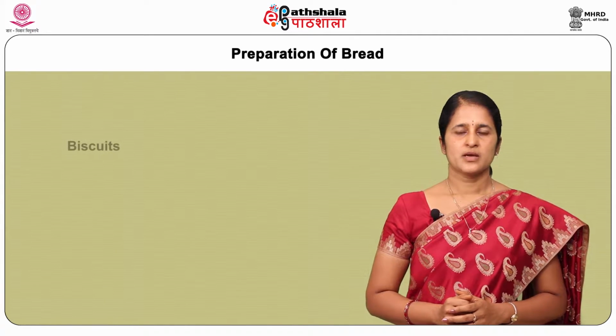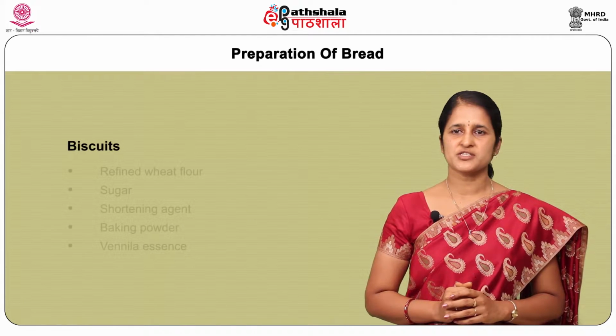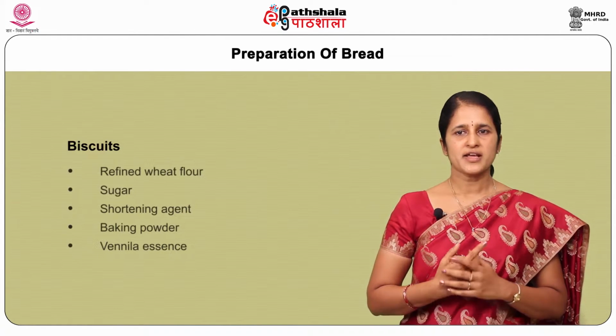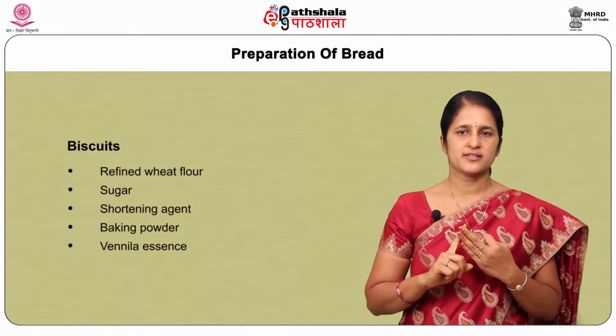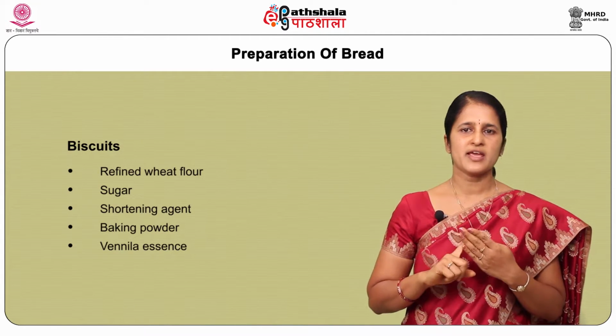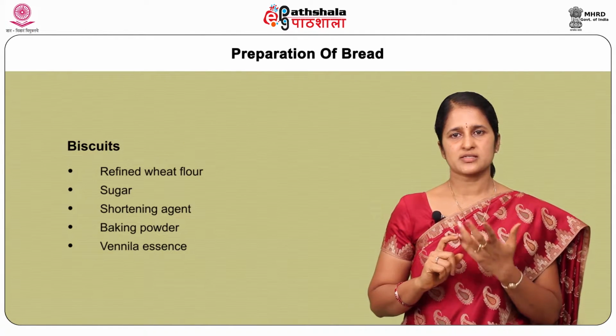Biscuits. Biscuits are one of the favorite bakery products consumed by all sections of the society. The ingredients used are refined wheat flour, sugar, shortening that is fat, leavening agent that is baking powder, and vanilla essence. Of course, nuts and colors are optional.